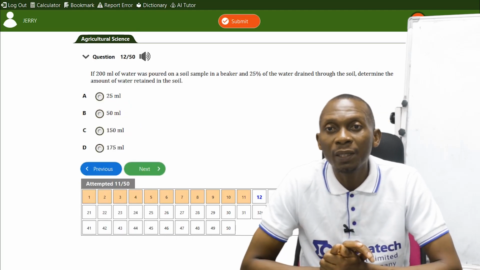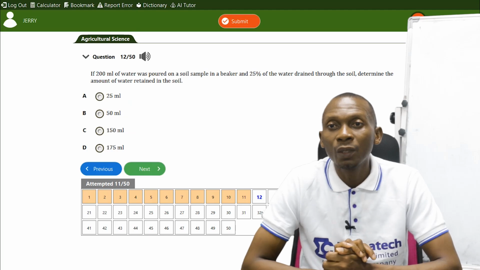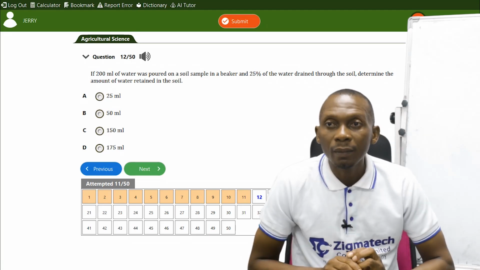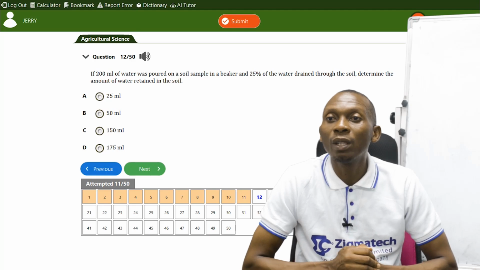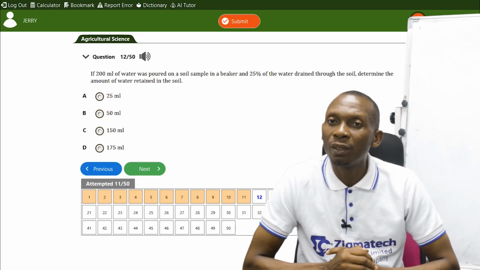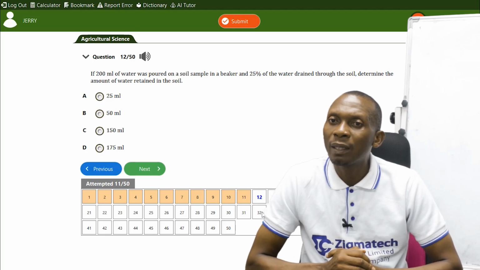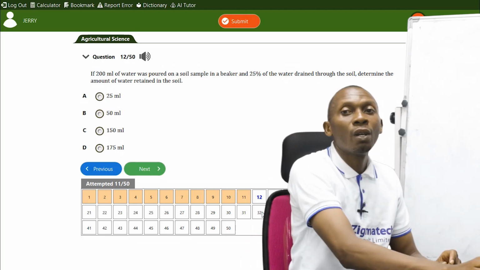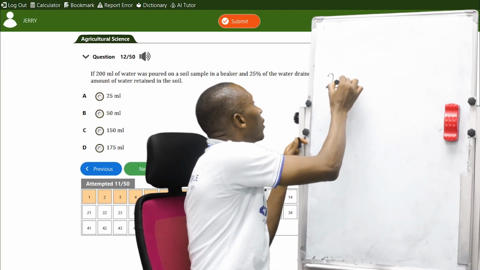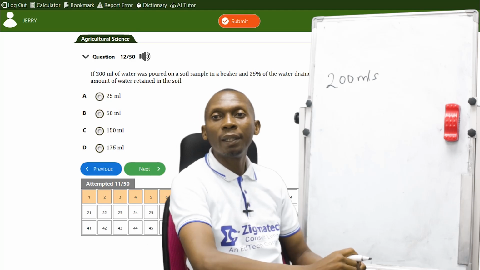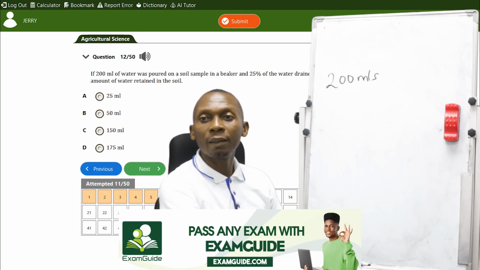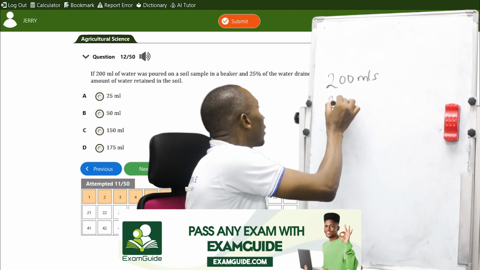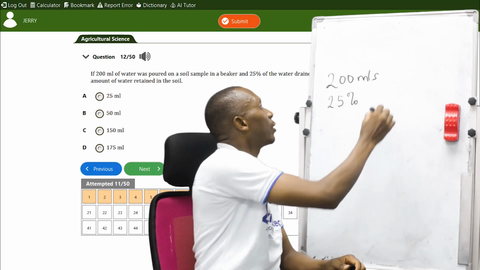This question says, if 200 ml of water was poured on a soil sample in a beaker and 25% of the water drained through the soil, determine the amount of water retained in the soil. So we have to understand that 200 ml of water was first poured on a soil sample and 25% drained through.